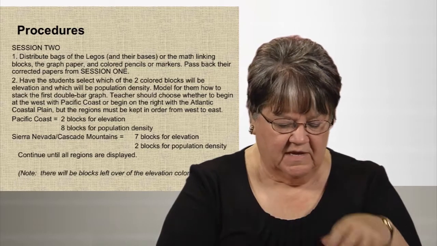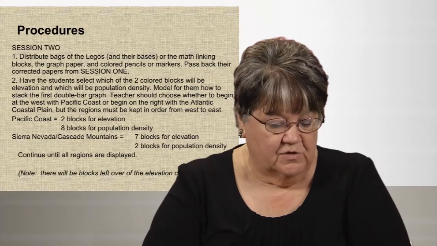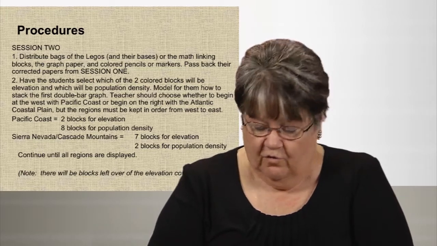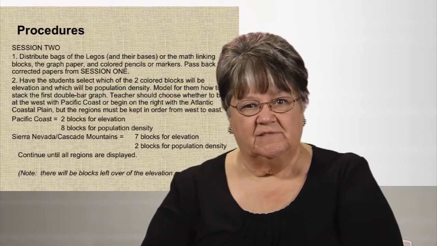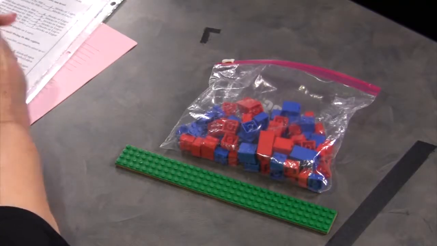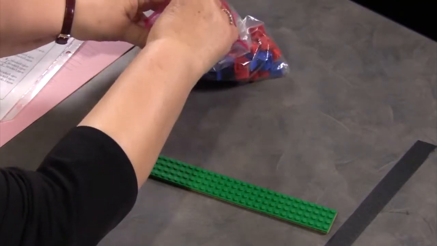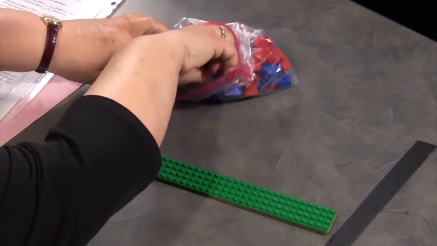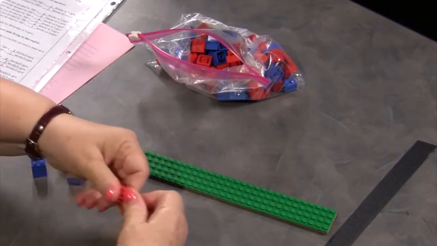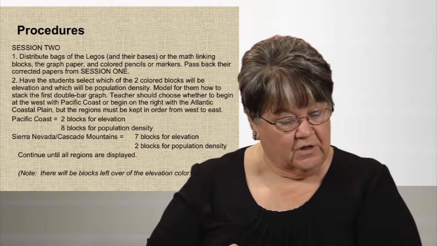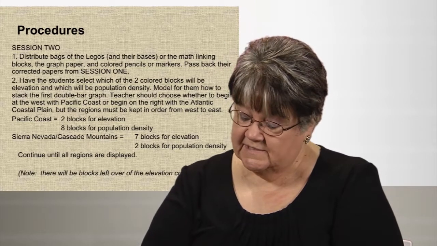They need to decide right away what color they're going to use, because they can be in groups, for elevation, and what color they're going to use for population density. So in this case, for elevation, we're going to use blue. And for population density, we're going to use red. And according to the worksheet from yesterday, that's where they're going to get their statistics from.